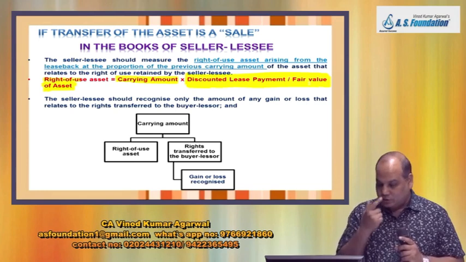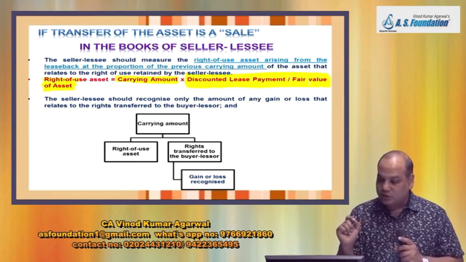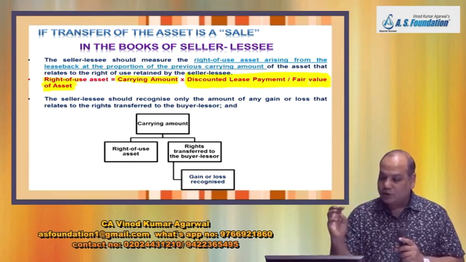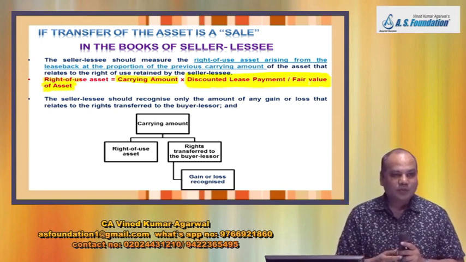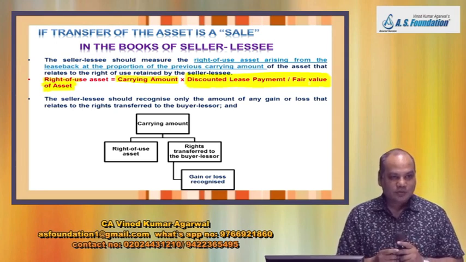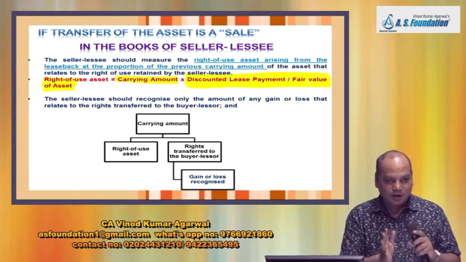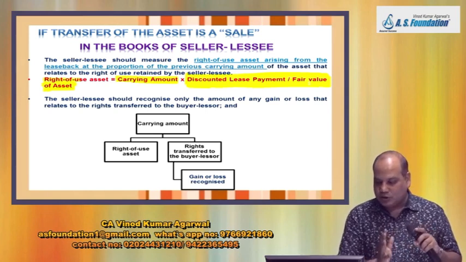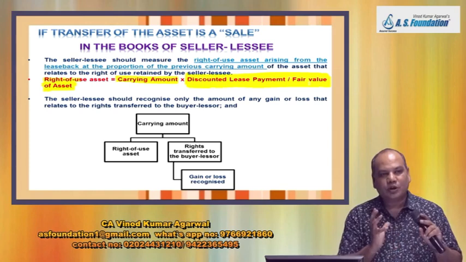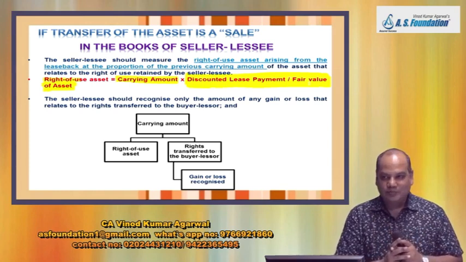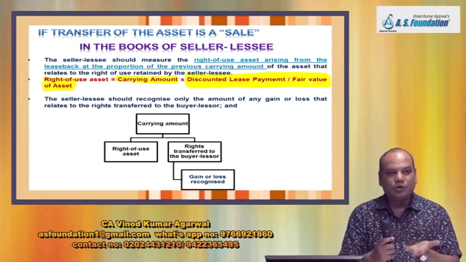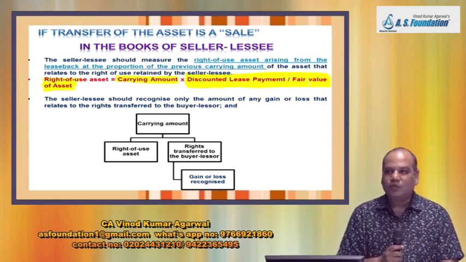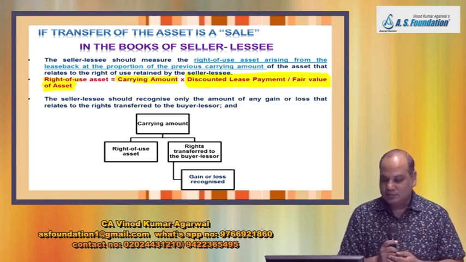So what they are saying is, if the fair value of the asset is 20 lakh and the present value of the lease payment is only 10 lakh, then I am retaining 50%. Is it right? I have not transferred the full asset and I have not retained the full asset. I have only retained a portion. So the standard says take the proportion of carrying amount, as if you have transferred only a portion of the asset.